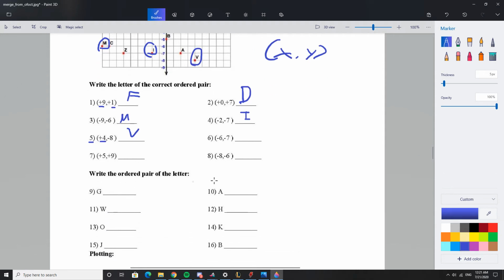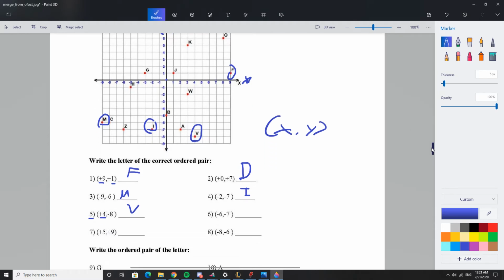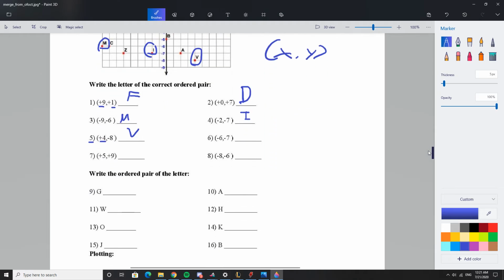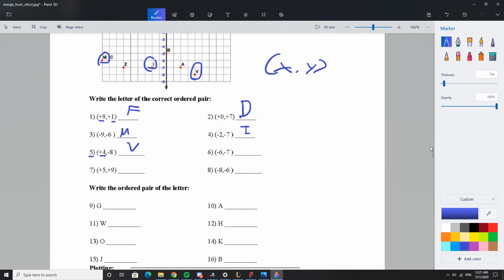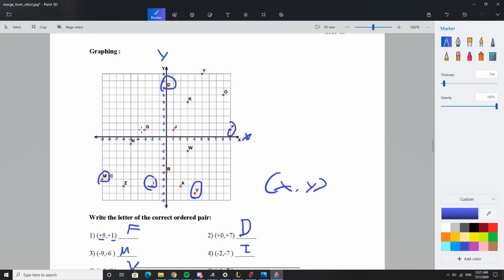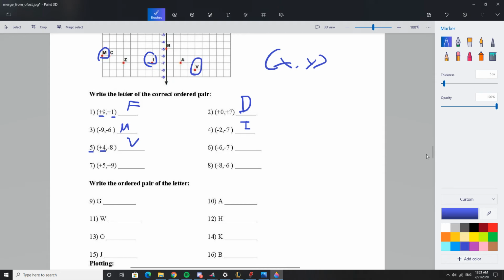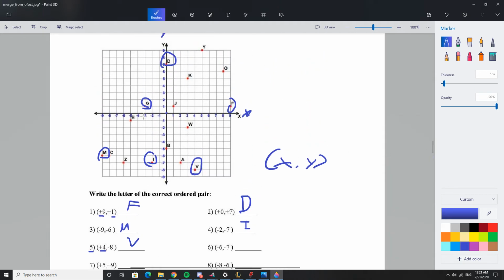Now, for ordered pairs, it's the same thing, but you do it backwards. So in this case, you would identify where G is on the graph. G is right here. So if you look at the graph, G's on the left side, and it's in the upper area. So you have the upper and the lower.